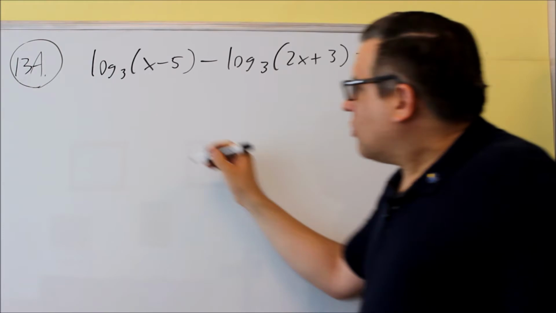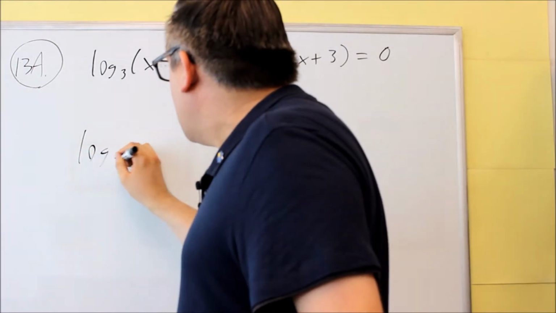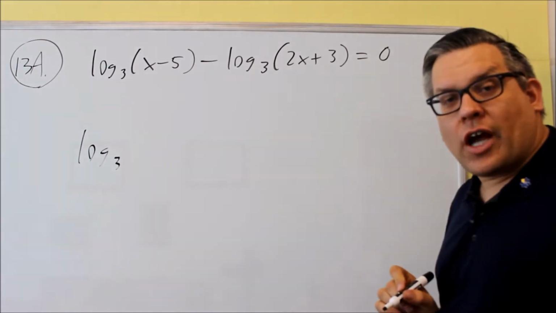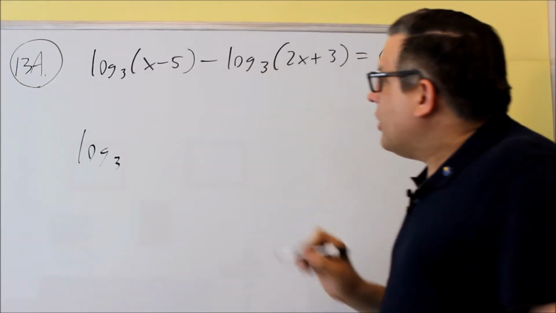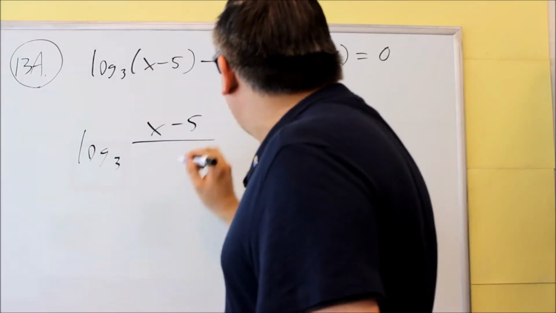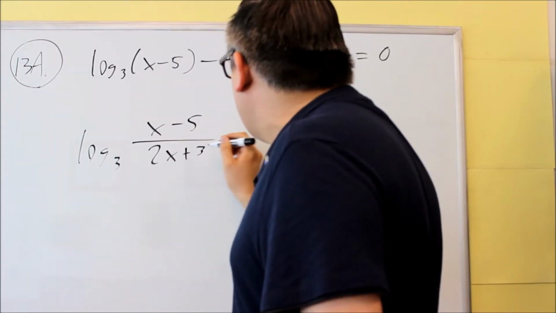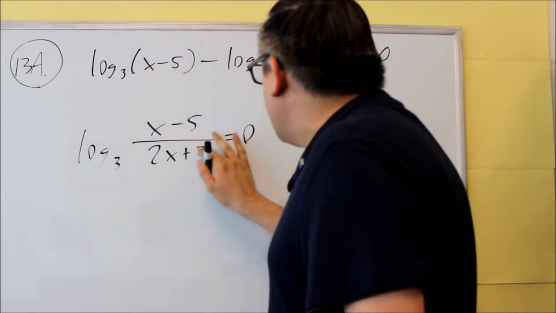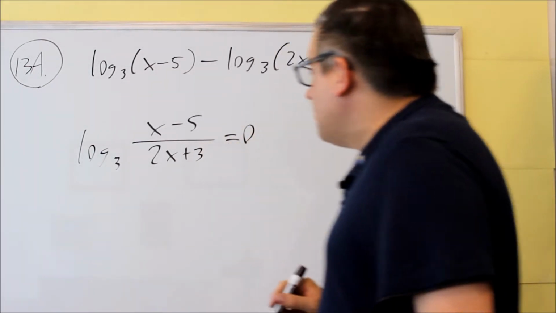So we're going to use log base 3 as the main one. Whatever base you have for these two will be the same base down there for that one. And then the subtraction turns into division. So you're going to have x minus 5 on top and 2x plus 3 down below. Now that's going to equal 0 on that side.